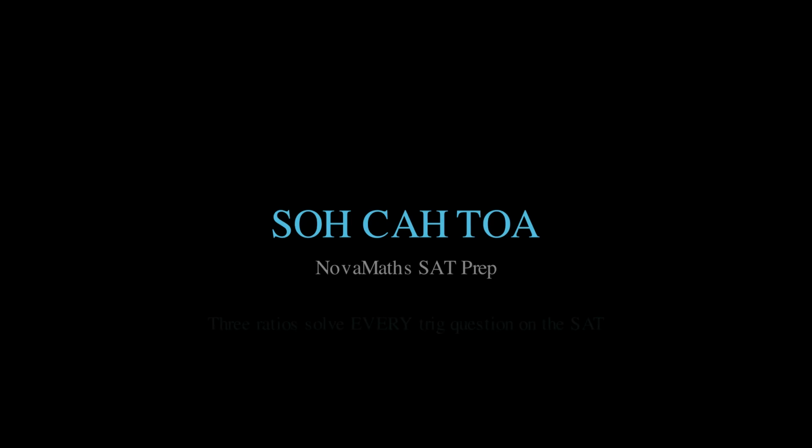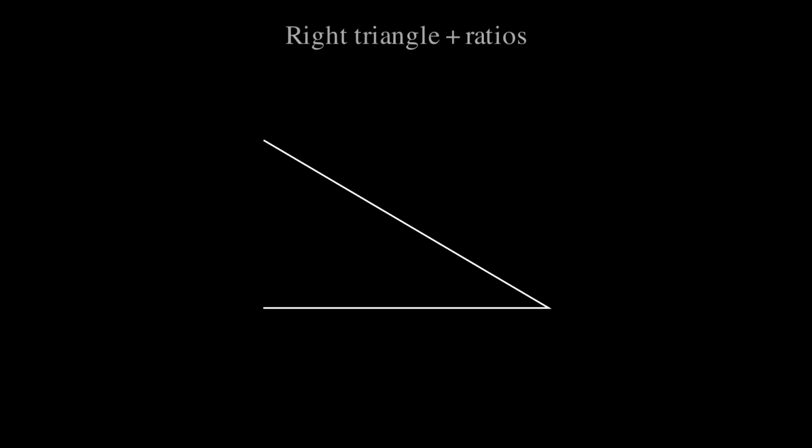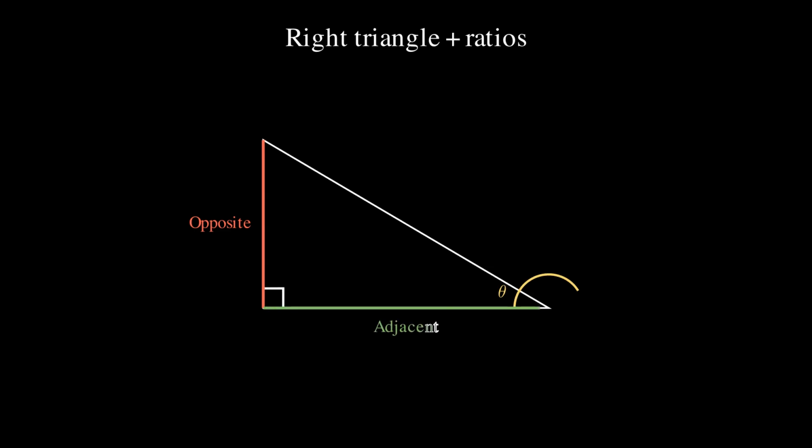Trigonometry questions appear on every single SAT. The good news, you only need to know 3 ratios. Let's nail them. In any right triangle, you have 3 sides relative to an angle. The opposite side across from the angle, the adjacent side next to it, and the hypotenuse, the longest side.